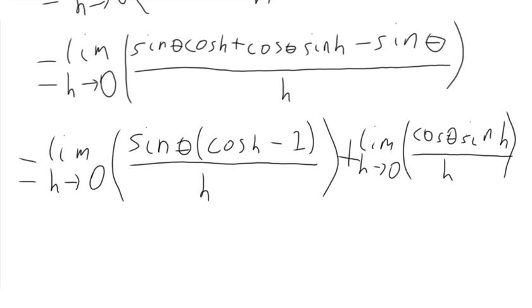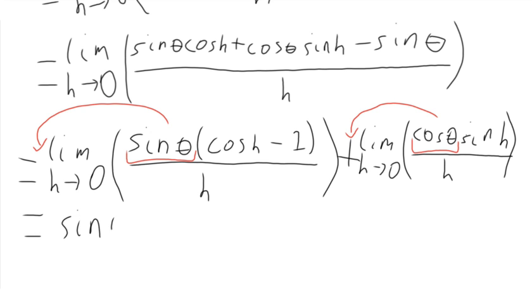Now let's take a look at this here. Here we have a sine of theta, and here we have a cosine of theta. Notice that our limits are in terms of h. H is the variable. So we have theta acting like a constant. So sine theta and cosine theta are really just constant multiples that we can bring out to the front of the limit, because they don't change the limit.